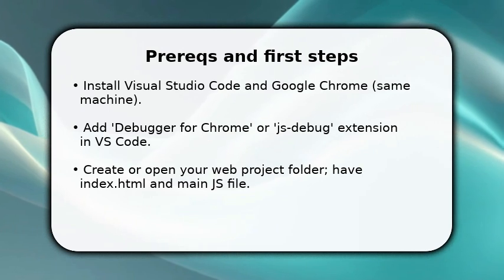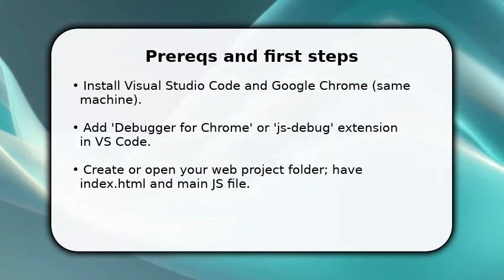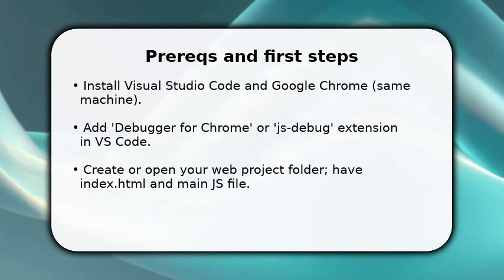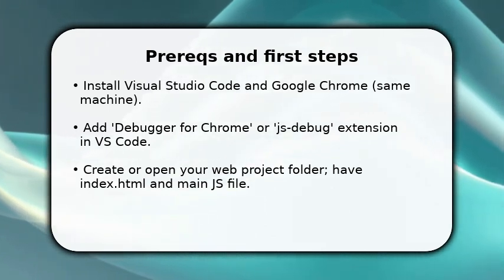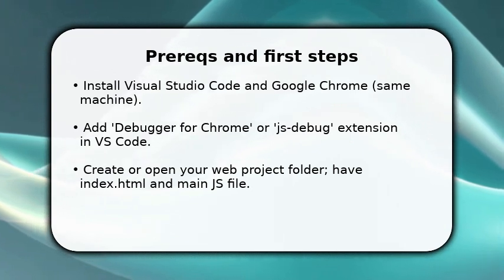Next, create a basic index.html and linked JavaScript file if you don't have them. This gives the debugger targets. Make sure source maps are enabled when using bundlers.